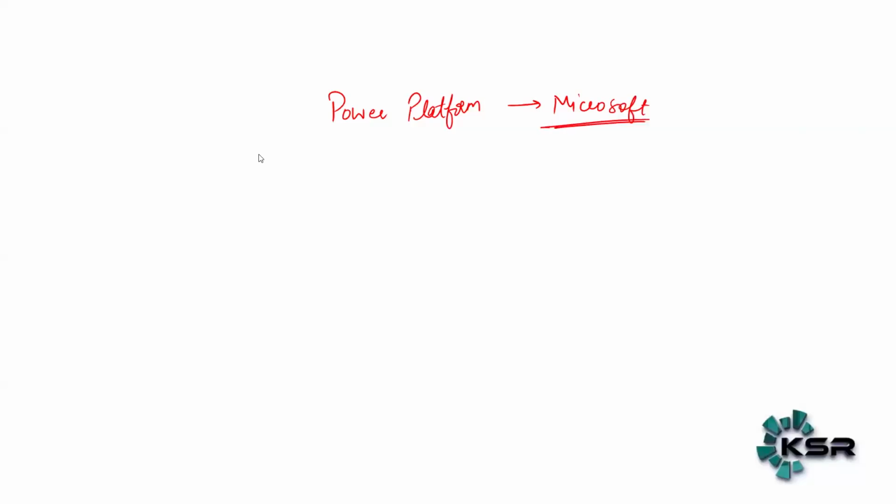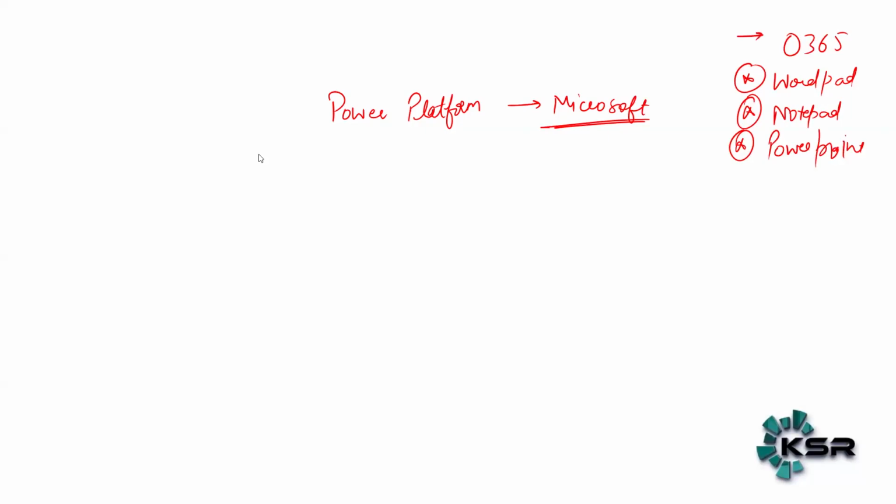So what are the other products by Microsoft? Office 365, right? Office 365 has what? WordPad, Notepad, PowerPoint, Excel, Word, MS Access, MS Outlook. MS Access is very obsolete now, right? It was launched in 2007. So there are a bunch of products, right?